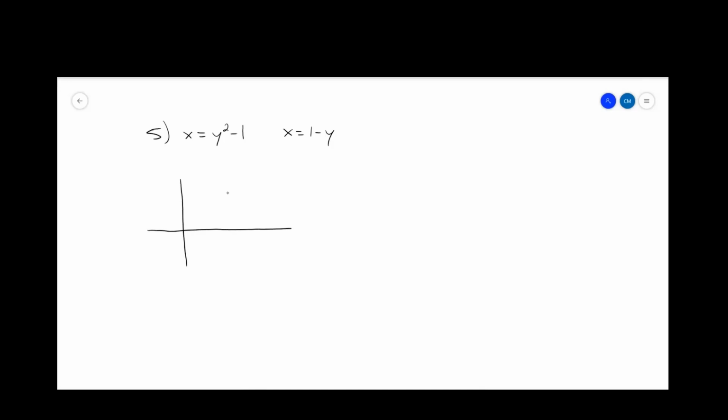Wouldn't it be a parabola on its side? Yeah, it would be a rightward opening parabola, and that minus 1 is going to shift it 1 unit to the left. So we're going to have a rightward opening parabola shifted 1 unit to the left. So it's going to look kind of like that.